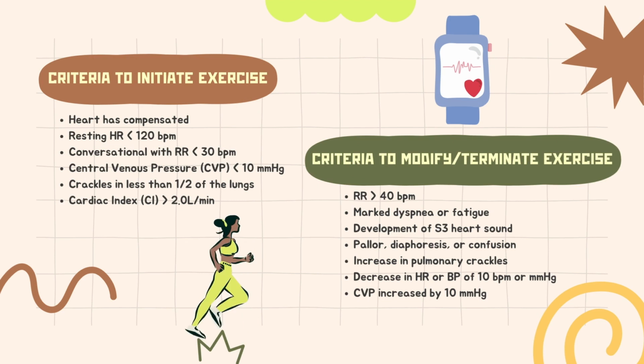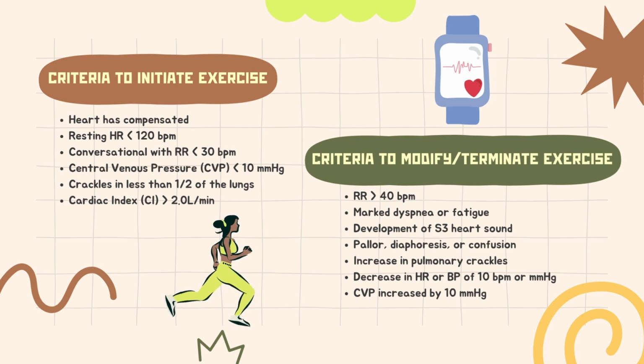So what is the criteria to initiate exercise? We want to make sure that the heart has been compensated. The resting heart rate is less than 120 beats per minute. Conversational with a respiratory rate of less than 30 breaths per minute. Central venous pressure less than 10 millimeters of mercury. Crackles in less than half of the lungs, and cardiac index greater than 2 liters per minute.